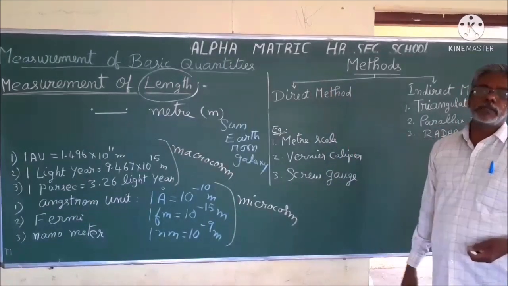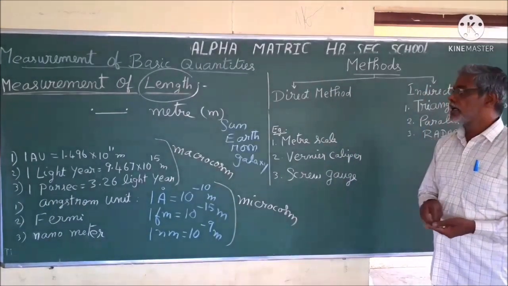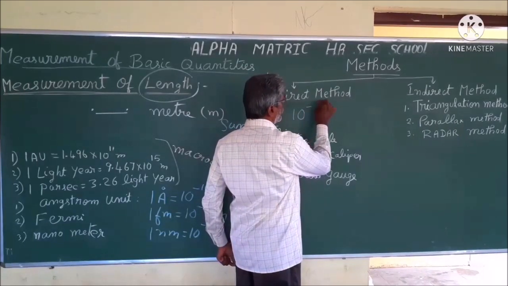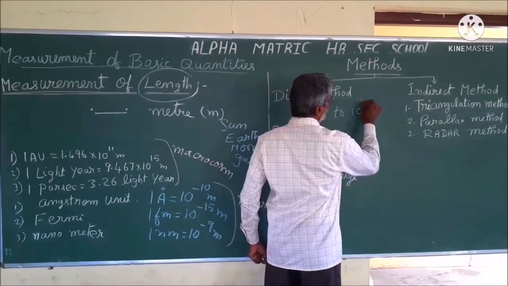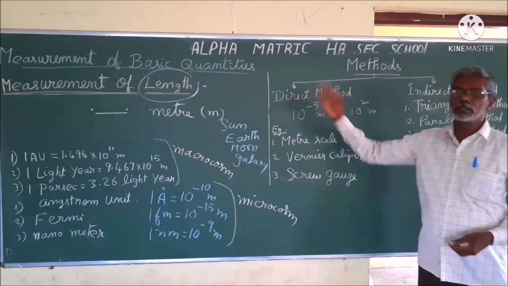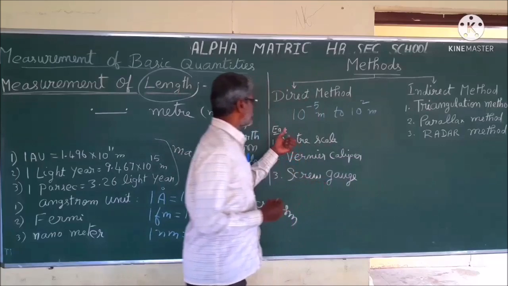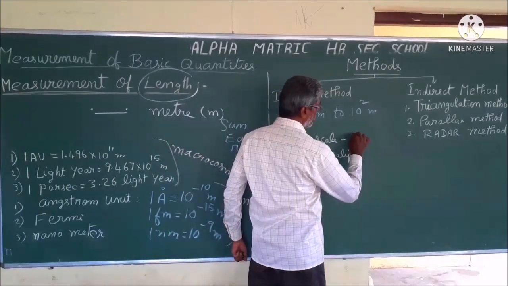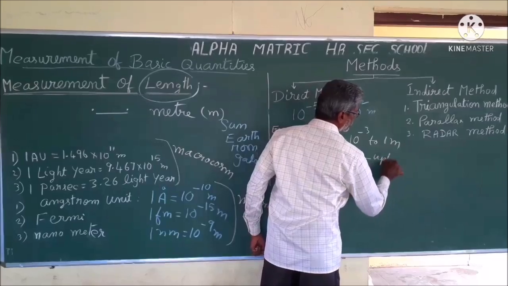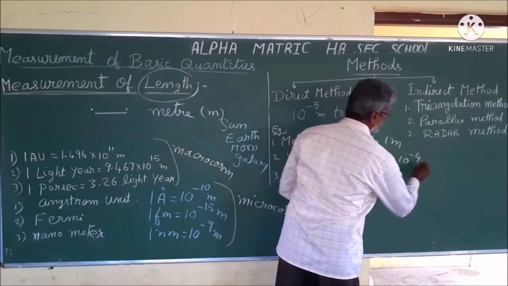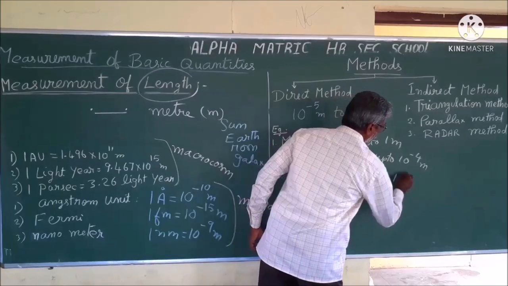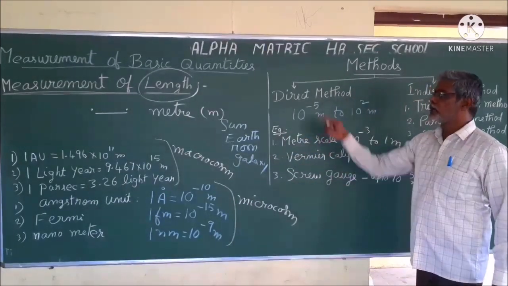There are 2 methods. One is the direct method, the other one is the indirect method. Distance ranging from 10 power minus 5 meter to 10 power 2 meter, we can use the direct method. For meter scale, the range is from 10 power minus 3 to 1 meter. For vernier caliper, up to 10 power minus 4 meter, and for screw gauge it is up to 10 power minus 5 meter. These are the examples for direct method.